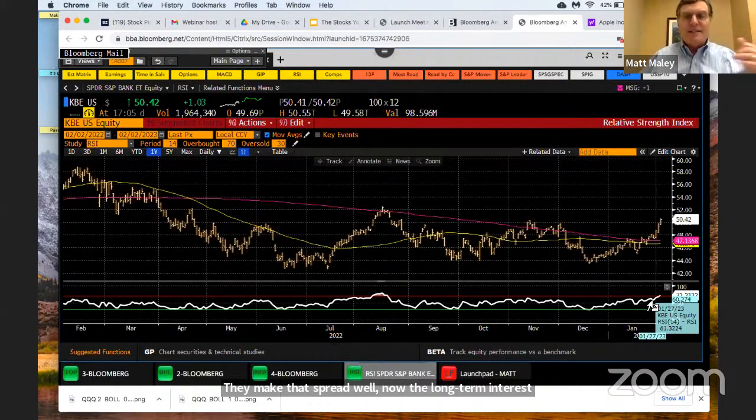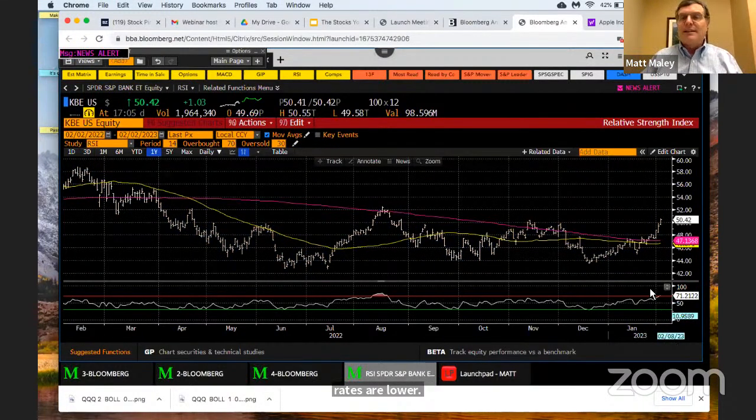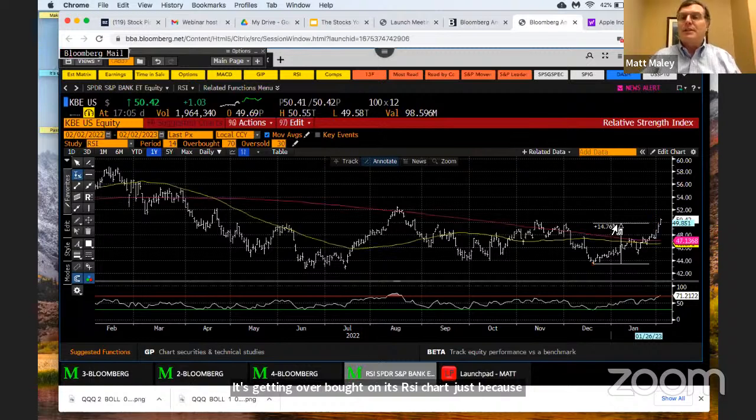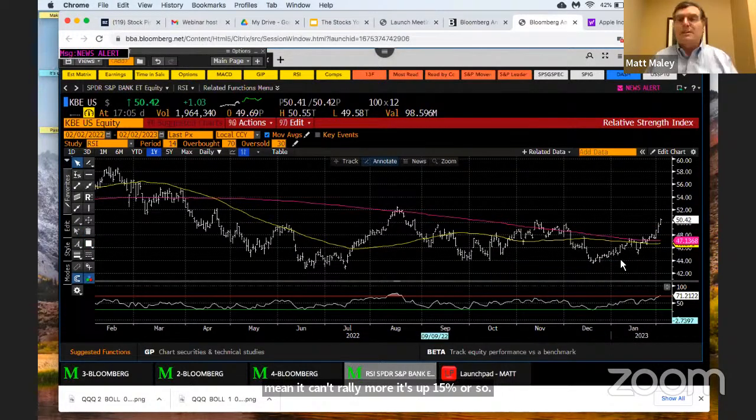And I know people say economy reopen, all that stuff. That's fine, but again, it's had a great run. It's getting overbought on its RSI chart. Just because a group or a stock has rallied a lot doesn't mean it can't rally more. It's up 15% or so. But again, that fundamental issue is something I'm concerned about. I'm also concerned about the consumer. And so right now I would be looking at maybe, for instance, Bank of America.